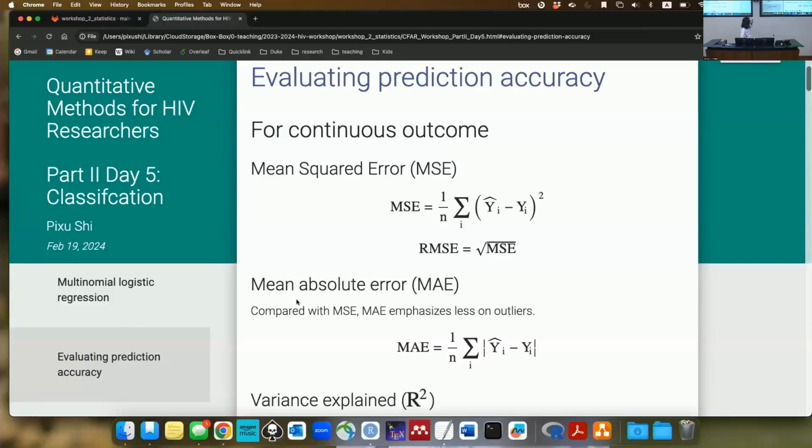On the other hand, the mean absolute error is not taking a square, it's just taking an absolute value. So the shape of absolute value is like this. The shape of square is like this. So the squared curve emphasizes more on the larger value. The absolute value is going to treat everyone similarly. So the mean absolute error, this criteria emphasizes less on the outliers if you want this to be a criteria for your evaluation.